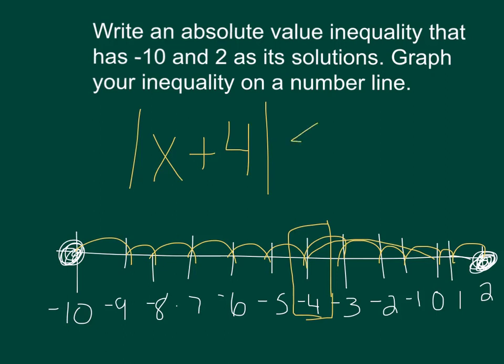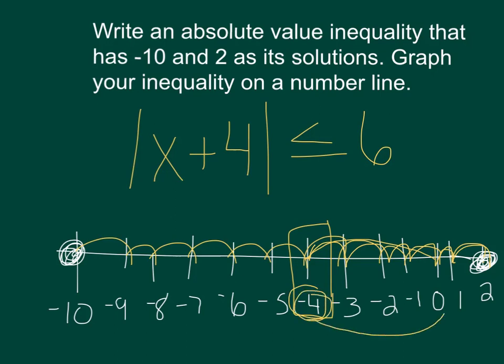And that has to be less than or equal to the distance from the midpoint to the outside. The midpoint is -4, so the distance from -4 to either 2 or -10 would be 1, 2, 3, 4, 5, 6 places. Again, we did the absolute value of x, and then we figured out how far it took us to get from our midpoint back to 0. I had to go to the right, so it's +4. That's why I get x plus 4, less than or equal to 6.